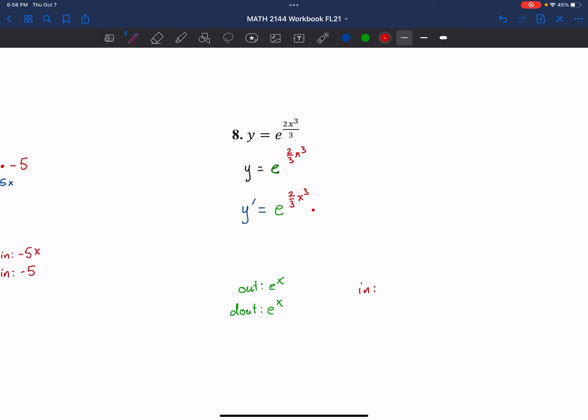So the inner is going to be 2/3 x cubed, and its derivative then is going to be 2/3 times 3x squared. The 3's will cancel, so it's just 2x squared, because the 3's are going to cancel out. So then it's going to be 2x squared. So y prime, typically you'll see the constant multiples written first. So 2 followed by some sort of algebraic function, such as something that's just powering, so the x squared, the polynomial. And then we would have e to the 2 x squared over 3.